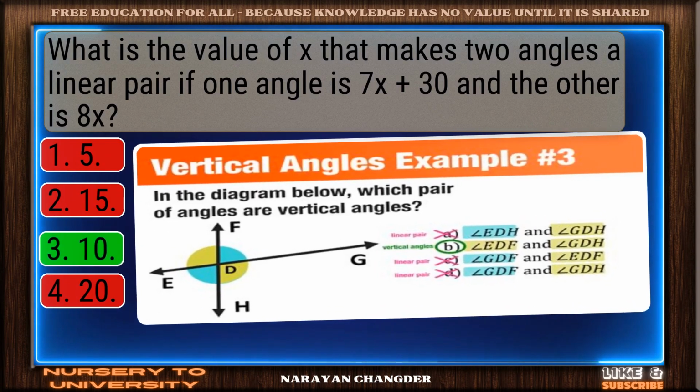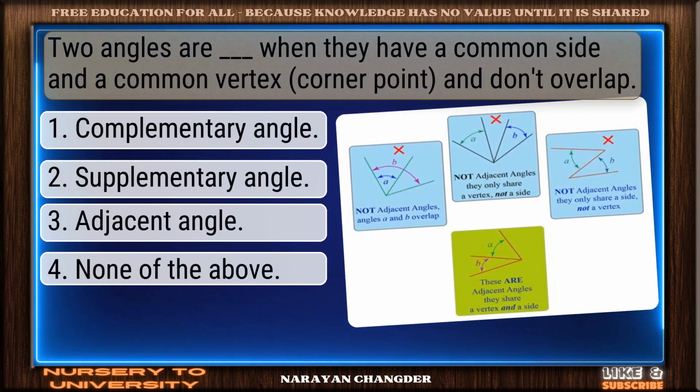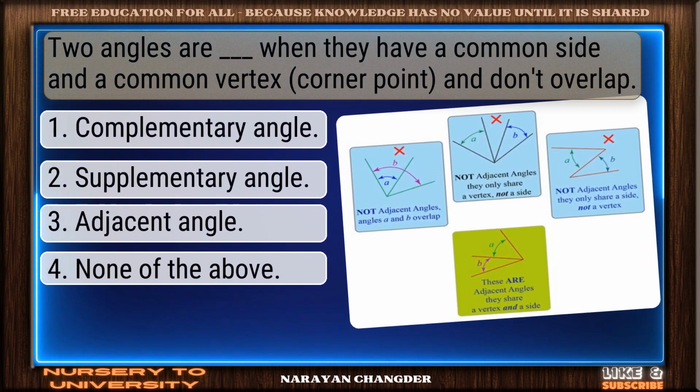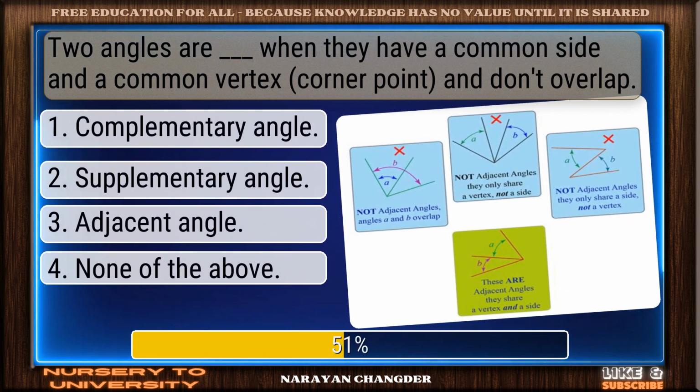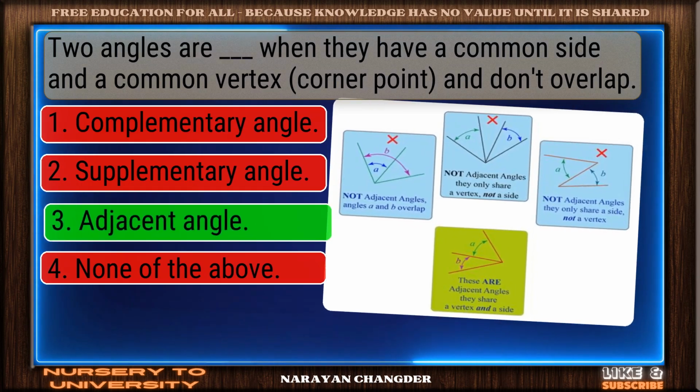Exactly. 10 makes sense and it is the right choice. Question number 31. Two angles are dash when they have a common side and a common vertex and don't overlap. Right choice. Adjacent angle is the best answer.